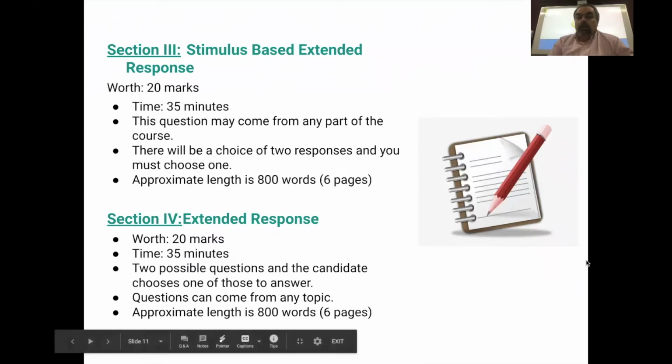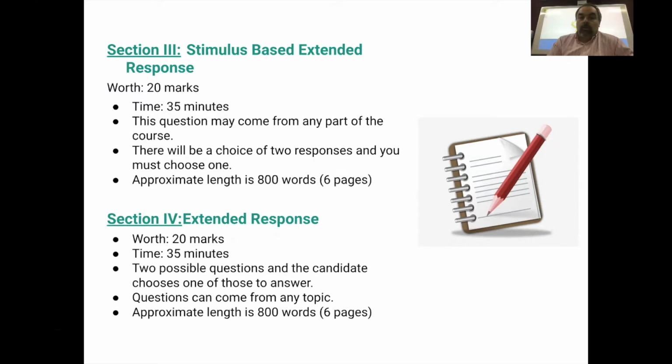Section 3 is the stimulus-based extended response. This is 20 marks. The suggested time according to weight is 35 minutes, but typically students are spending between 40 and 45 minutes for this particular section. The question may again come from any part of the course. You will have 2 choices here, so there'll be a choice of 2 responses, and obviously you would select the one that you believe you can answer the best out of the alternatives given. Nessa is saying the approximate length is 800 words or typical 6 pages of writing.